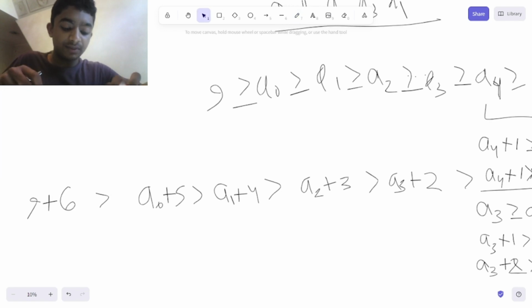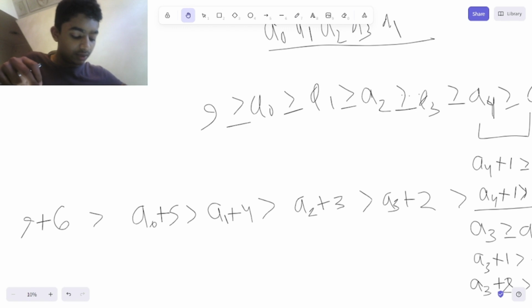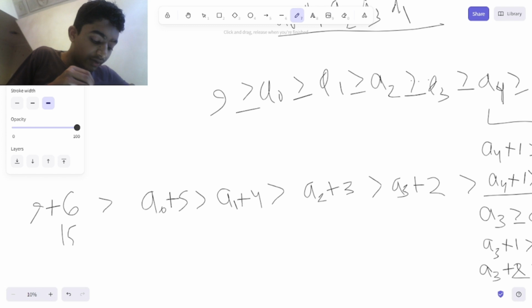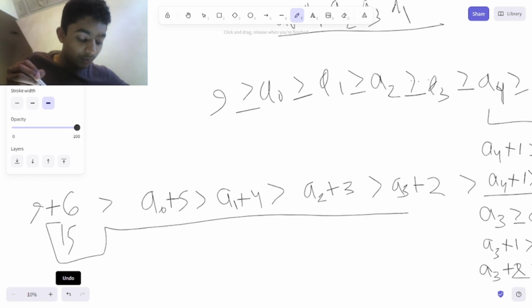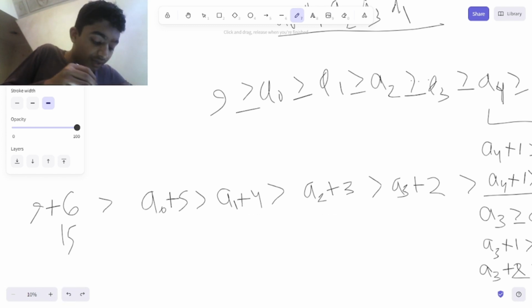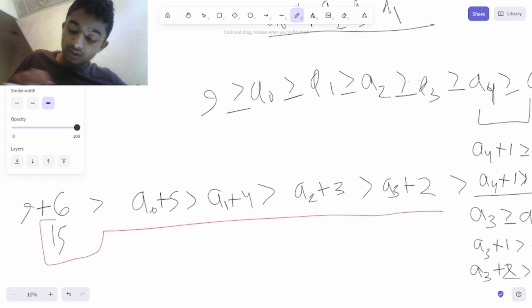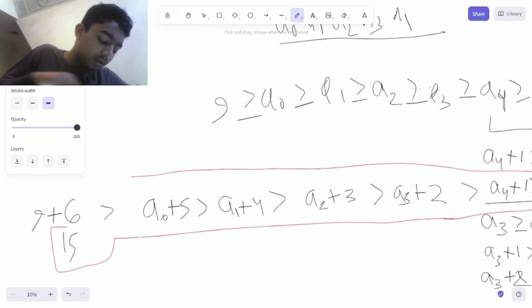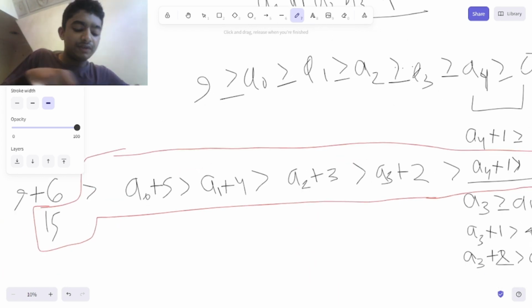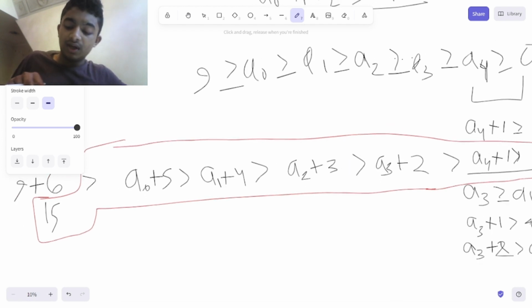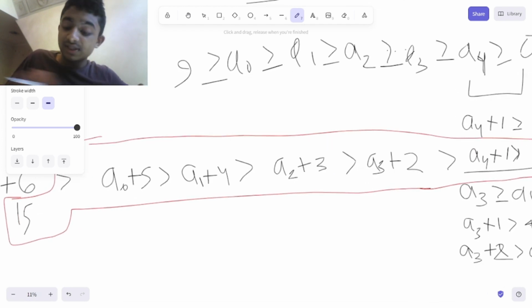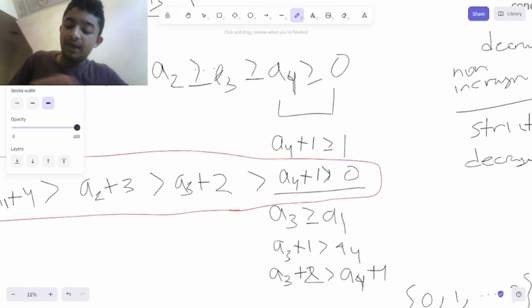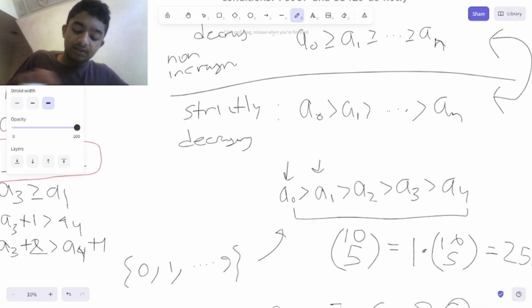Now we actually have a good amount of information. We actually learned a lot about this problem. We know that 15 is greater than all of this. So what we've done, effectively, is converted this inclusive inequality into a strict one. We started from an inclusive inequality, and we ended up with a strict inequality. So 15 is greater than A naught plus 5, and so on and so forth. And this looks familiar, right? This looks exactly like that problem we were doing earlier, where we had the 10 digits.